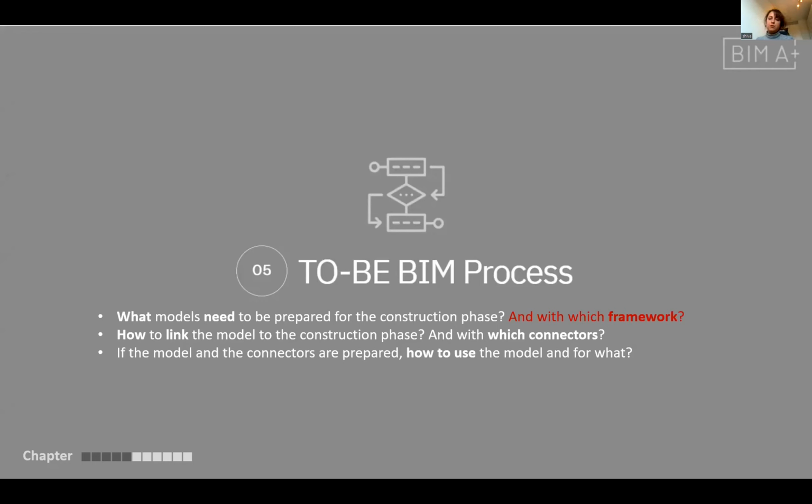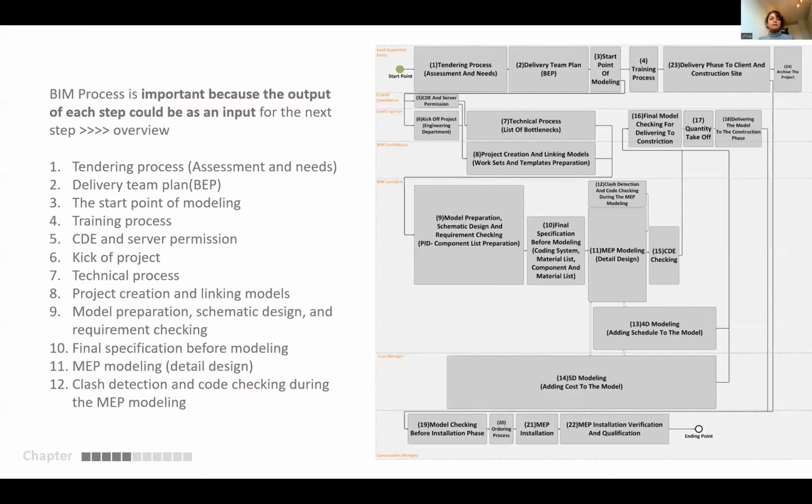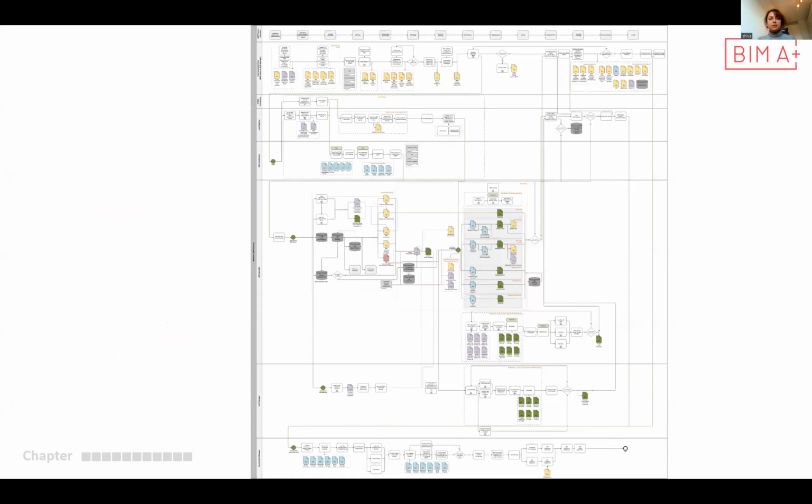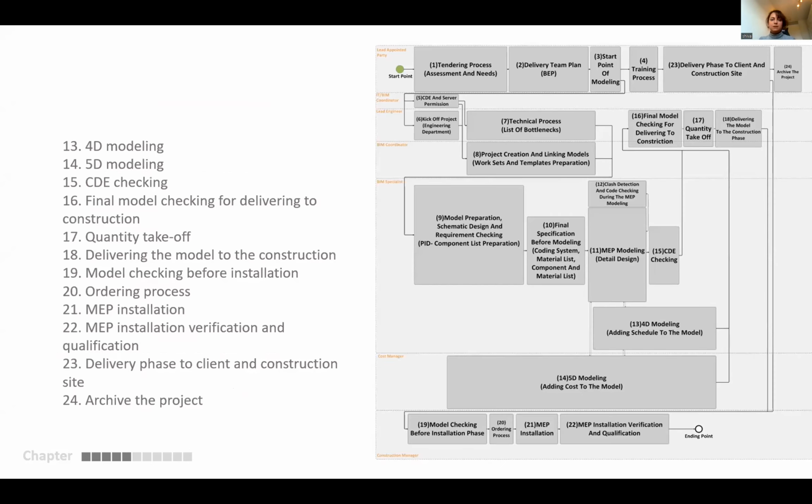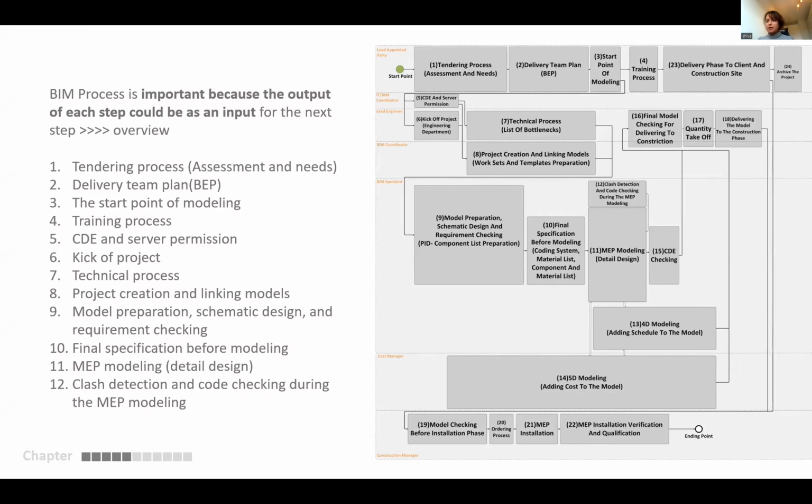The first part is a 2B BIM process that will answer the question of which framework of work. I prepared a BIM process from the tendering phase to archiving the project after installation, and I grouped similar activities together to have a simpler MEP process. I want to say first that it's really important because the output of a group can be an input for the next step. So having an overview of the whole process is really crucial for the different groups that work together.